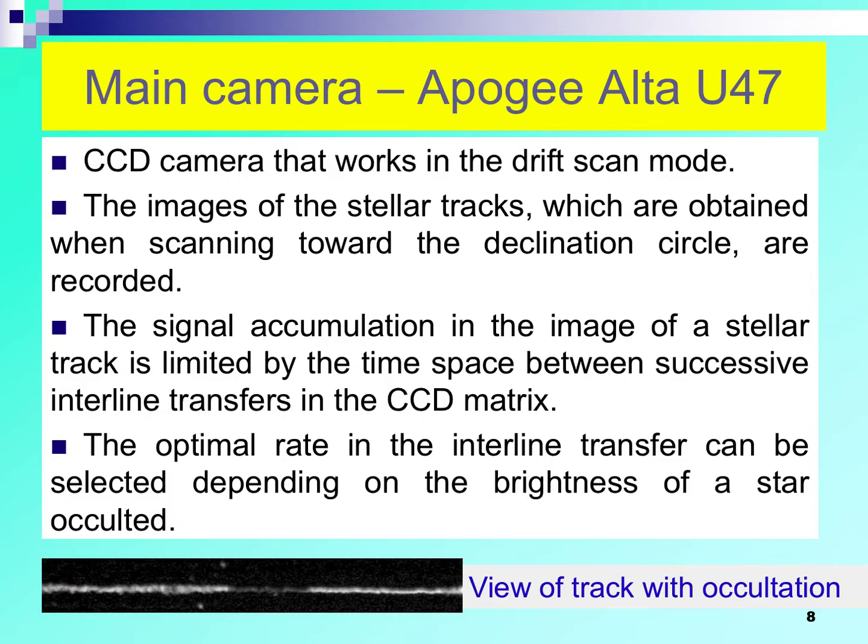In this case, the image of the star is continuously shifted and a set of tracks from the stars is obtained in the same frame. The effective exposure depends on the movement speed, which is programmed. Below is a fragment of the star track with a registered occultation. We have developed programs for working with this camera in drift scan mode and for processing the received frames with the tracks of stars.